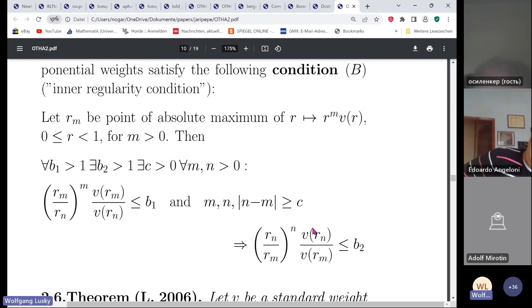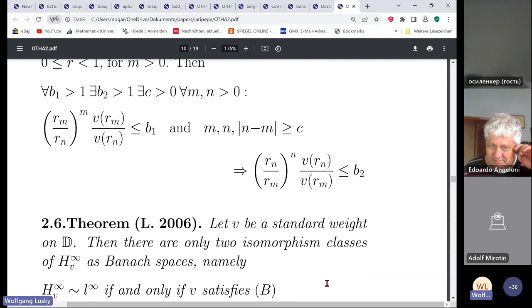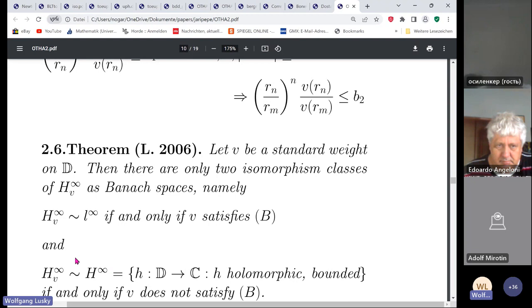So, for example, the following. After all, HV infinity is a Banach space, and it turns out it has, as a Banach space, only two isomorphism classes. Namely, it can be isomorphic to little l infinity, meaning all the bounded sequences with the sup norm. And this happens if and only if this inner regularity of B is satisfied. And the other alternative is that HV infinity is isomorphic to the Hardy space H infinity, meaning just all the holomorphic bounded functions on D with respect to the sup norm. So, if I may say so, the weight here is just the constant function 1. And this happens if and only if V does not satisfy B.